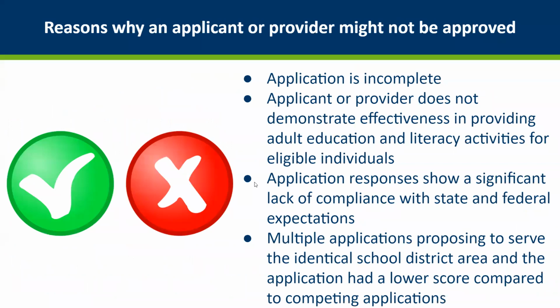Now, some folks might be wondering, why would an applicant or a provider not be approved? There's about 4 reasons. 1, if there's an incomplete application, basically not all the documents are there or the majority of the questions are not answered. In addition, if an applicant or provider does not demonstrate effectiveness in providing adult education and literacy activities for eligible individuals, that would be another reason. Also, if application responses show significant lack of compliance with state and federal expectations, that would be yet another reason.